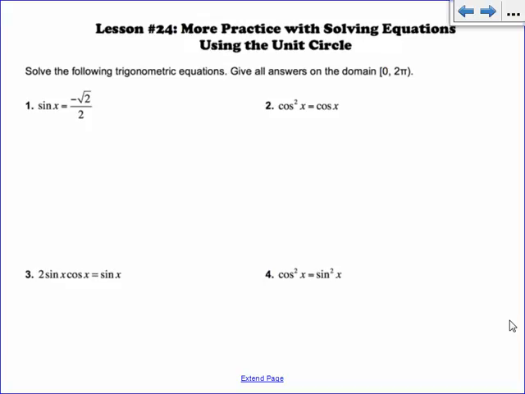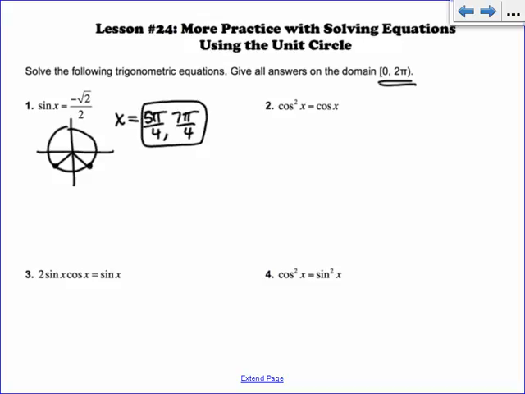So, number one, we have sine of x equals negative root 2 over 2. Remember, what we're doing is thinking about the unit circle, and we're saying when is the y value on our unit circle equal to negative root 2 over 2? That's in two different locations. I told you to give your answers between 0 and 2 pi, so it's going to be x equals 5 pi over 4 and 7 pi over 4. Those are the two answers. Did you all know how to do that? All right, feeling good so far.